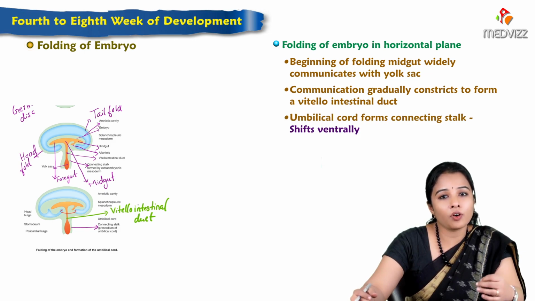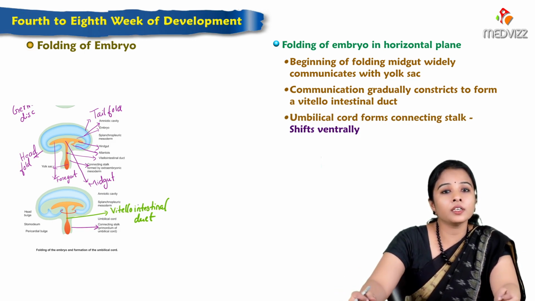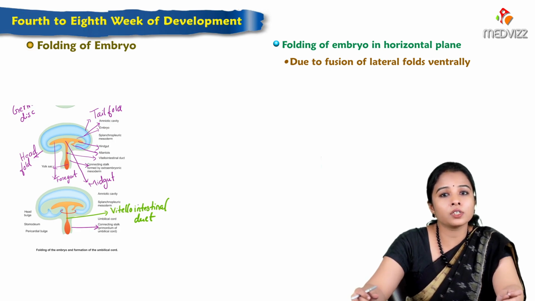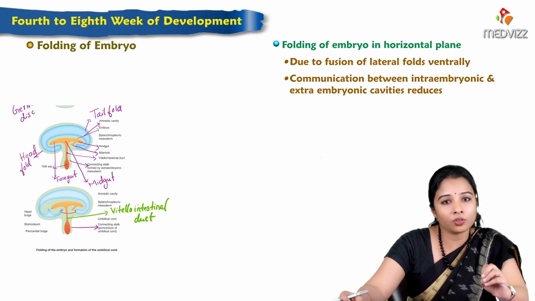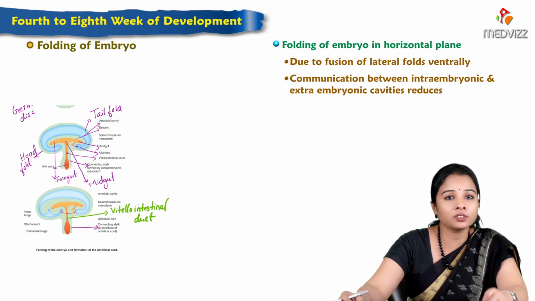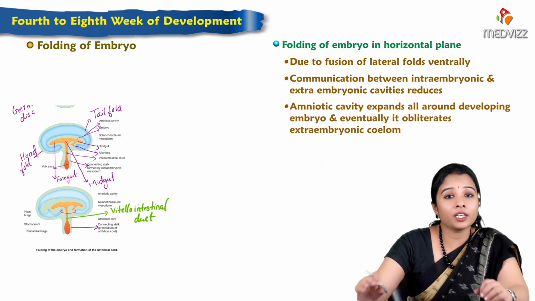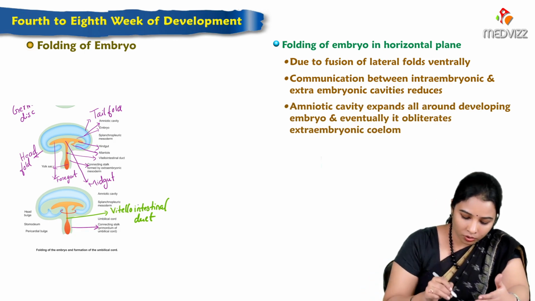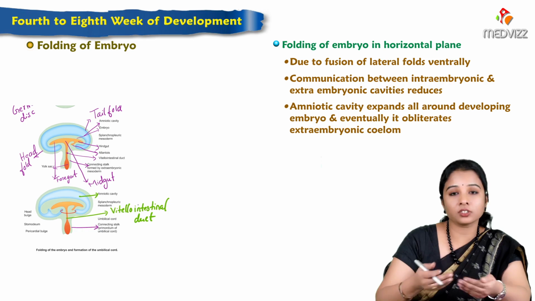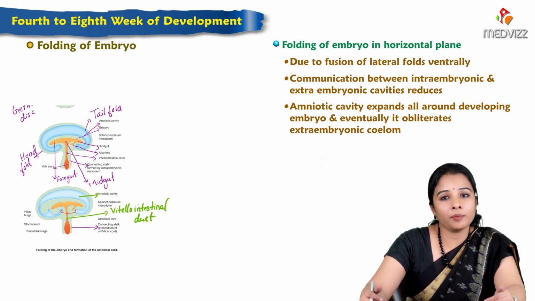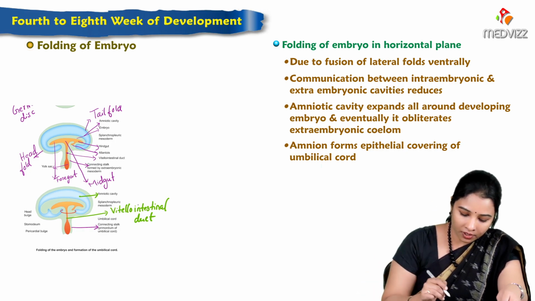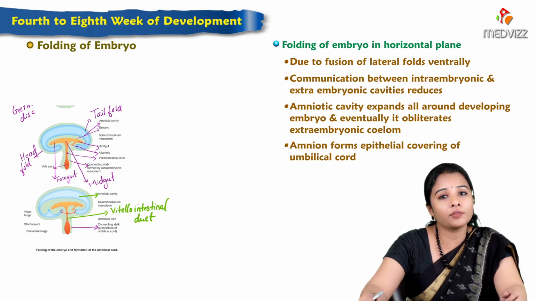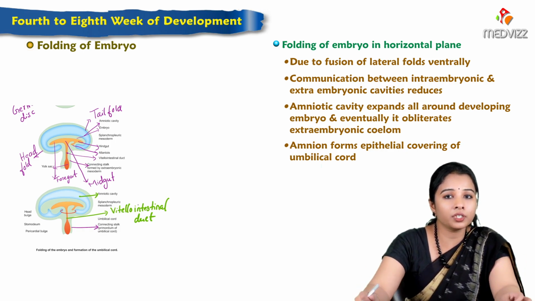As the umbilical cord forms, the connecting stalk shifts ventrally due to the ventral fusion of the lateral folds, and the communication between the intraembryonic and extraembryonic cavities also reduces because of the narrowing of this connecting stalk. The amniotic cavity expands all around the developing embryo. You can see this blue one is the amniotic cavity, which surrounds the developing embryo and eventually obliterates the extraembryonic coelom. The amnion forms the epithelial covering of the umbilical cord, continuing with it.